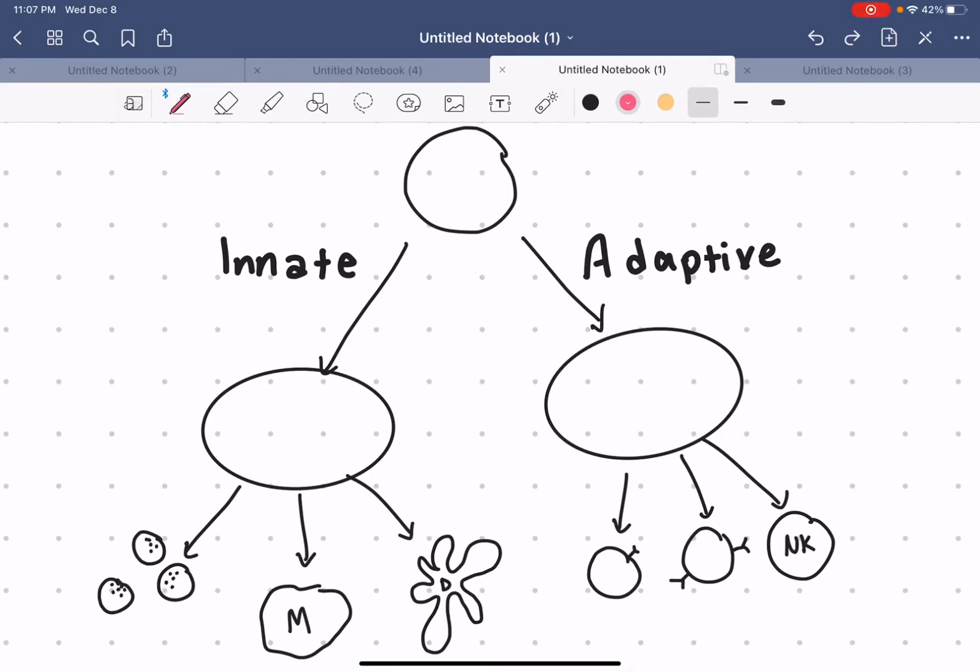I'm Rachel, and I will be going over the infection process and the immune response. To start off, we are at a common stem cell.